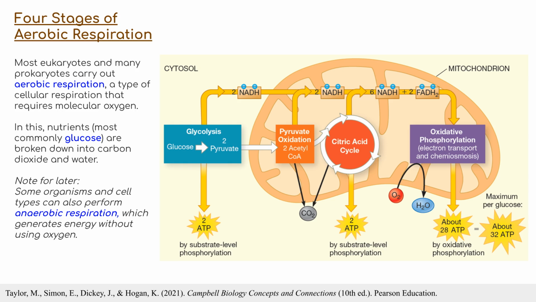A small amount of ATP is produced, and energy is also captured in electron carriers. Glycolysis does not require oxygen, but it is the starting point of aerobic respiration. The second stage is pyruvate oxidation.